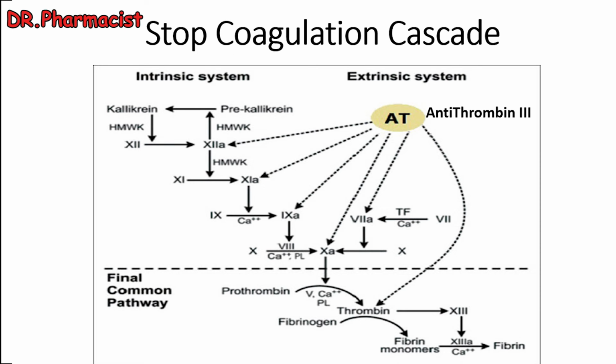Then when the wound is closed by the red thrombus, we need to stop the coagulation cascade by a small protein called antithrombin 3 that inactivates several enzymes in the coagulation system to stop thrombin and fibrin production.